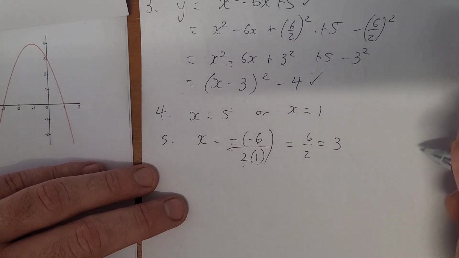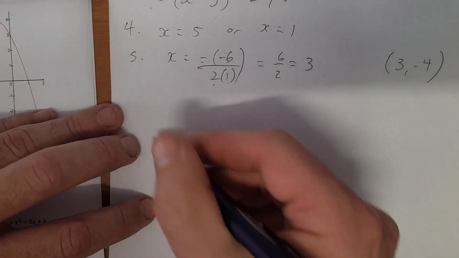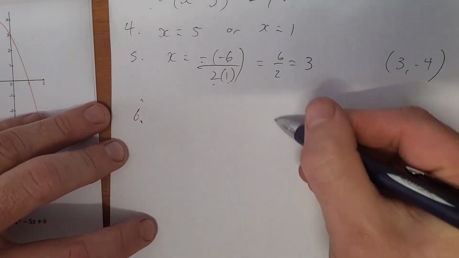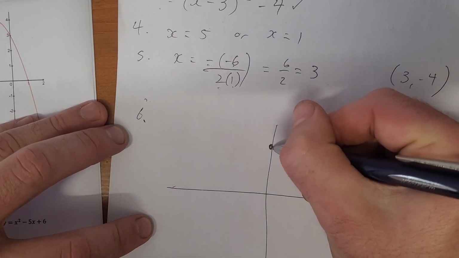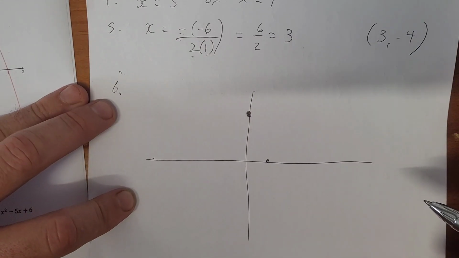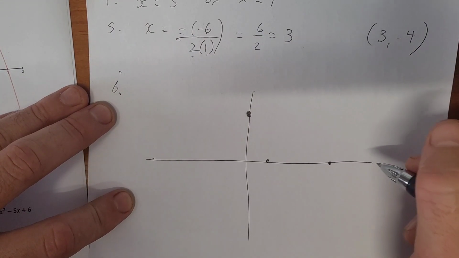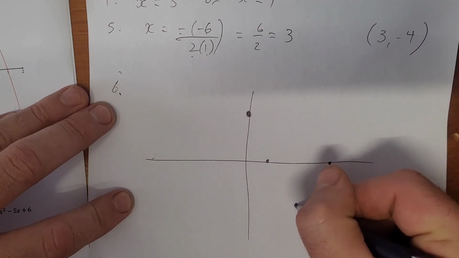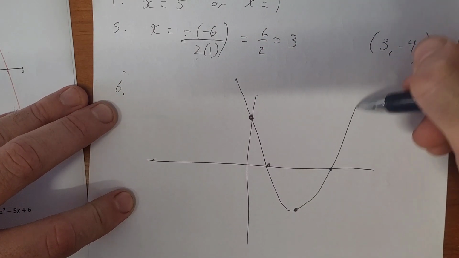The coordinates of our vertex are x is 3, y is negative 4, and then we're ready to sketch that on the Cartesian plane. So for this quadratic, we have a y-intercept of positive 5. We have roots at x is 1 and x is 5. We have a vertex at x is 3, y is minus 4. All right, so the parabola has this shape.